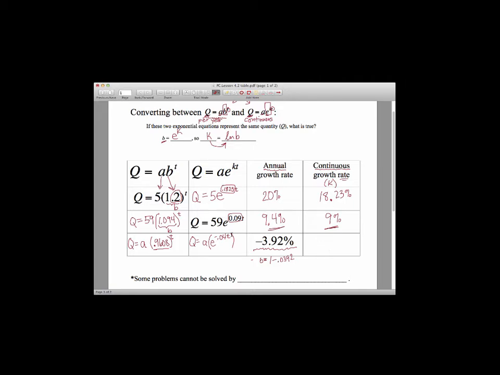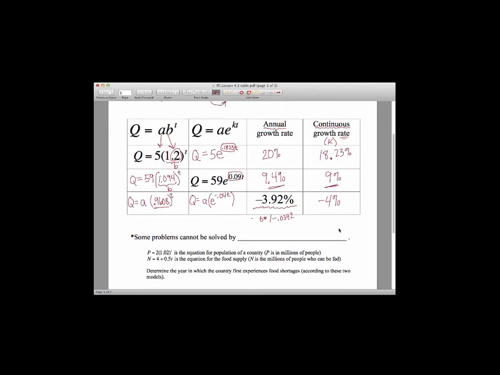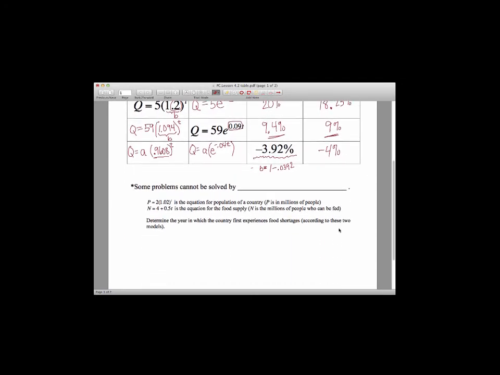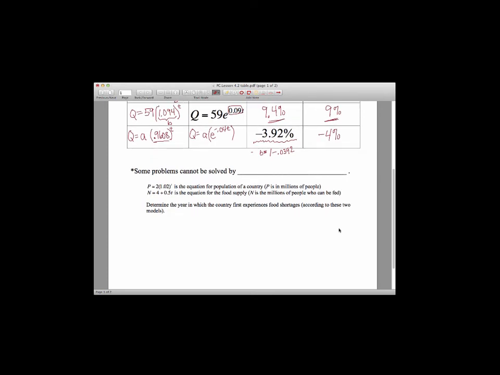And so the continuous growth rate is negative 0.04, but written as a percent, it would be negative 4%. Again, just a little bit less than the annual growth rate, more negative and less than. So there's the last little tidbit of information from section 4.2. Actually, that's not completely true. There's one more little tidbit.